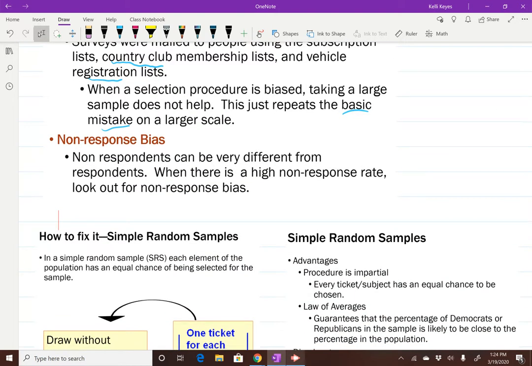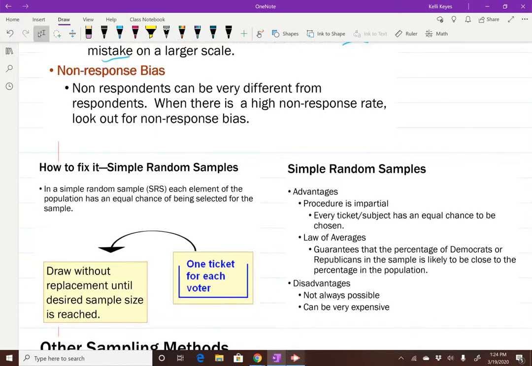So how do we fix it? How do companies, when they want to survey people and get information about a population, what should they do? They should do simple random samples. That would be the ideal thing. If you did a simple random sample, that would be the best way to describe any sort of population.